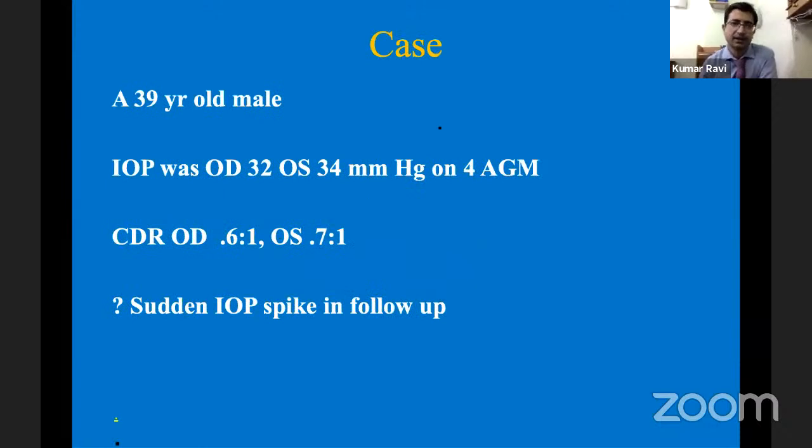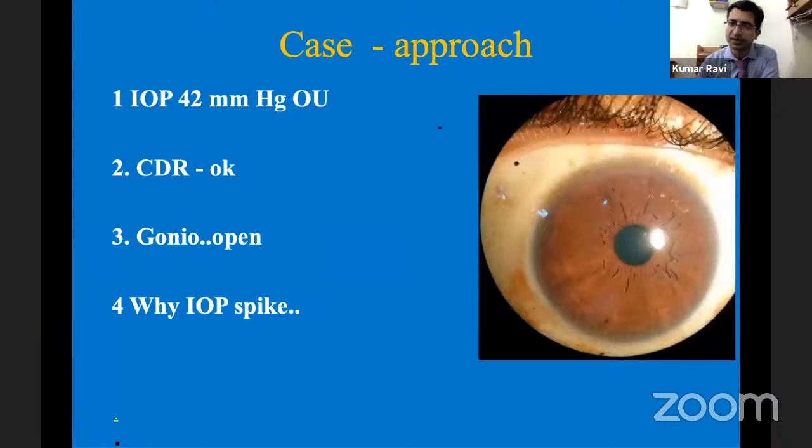Another case: I happened to see a 39-year-old male. He had high pressure in both eyes on 4 anti-glaucoma medications. His cup disc ratio was 0.6 to 0.7. This IOP episode was sudden in onset, a sudden IOP spike at a follow-up visit. The representative picture looked quite okay, no problem. Pressures were high on the second visit. CDR was okay. Gonio showed open angles. We were surprised why this IOP spike had happened, because he had been following up for glasses checkups for years.